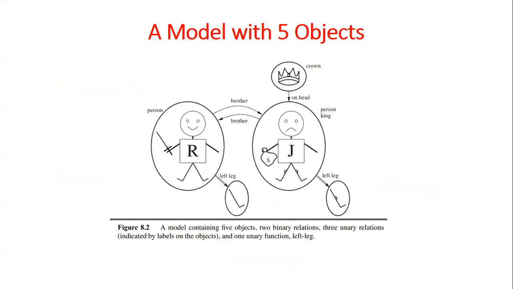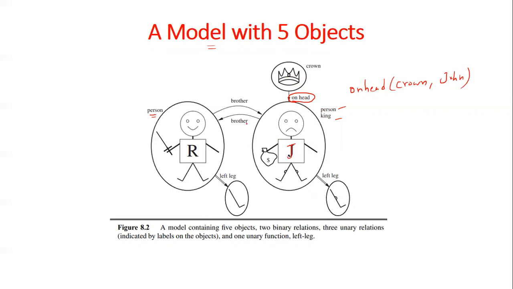Here is one example of a model that is represented using FOL. Basically, what this model represents is that there is a person Richard. Here R represents Richard. So Richard is a person. And there is another person, John. John is also a person, but John is also a king. As he is a king, he has a crown. So the crown is on the head of John. This on head is a relation. It is something like on head of crown, comma John. So the crown is on the head of John.